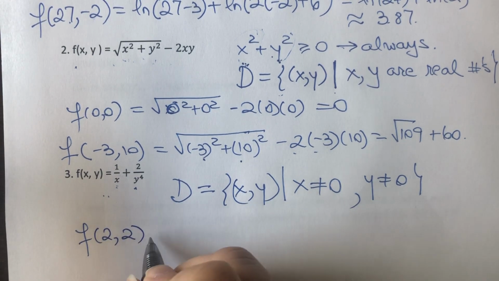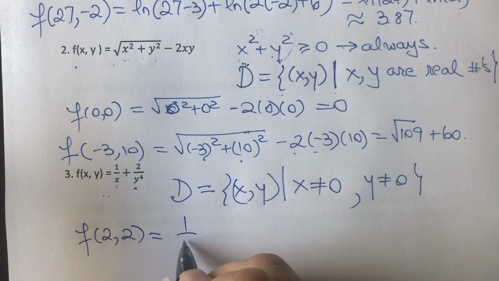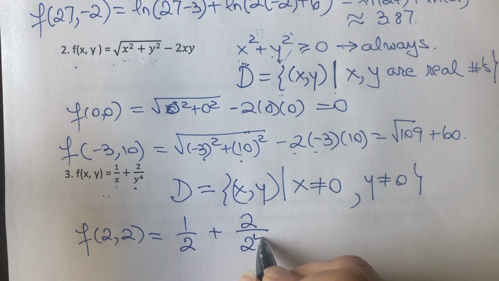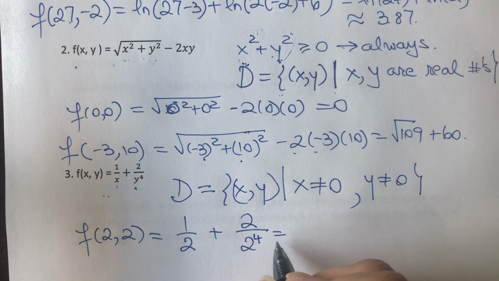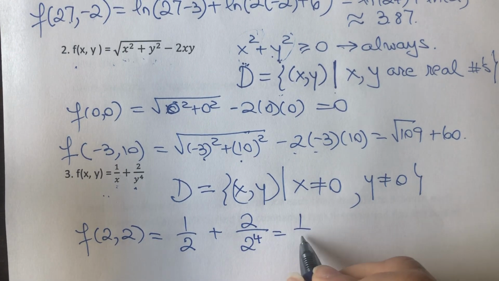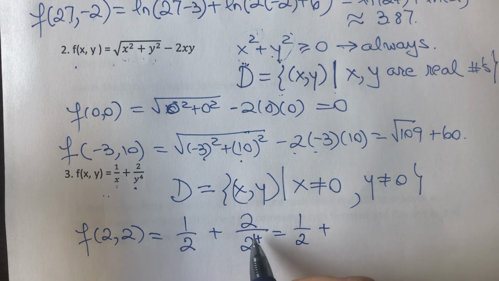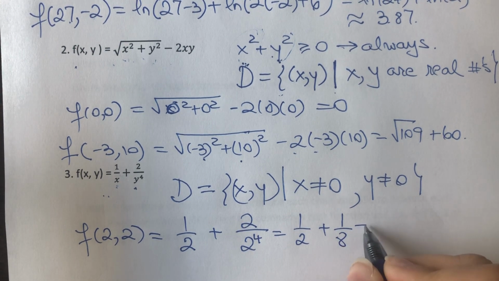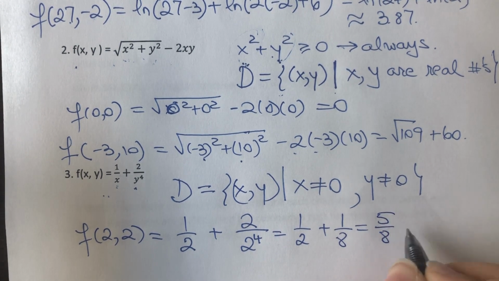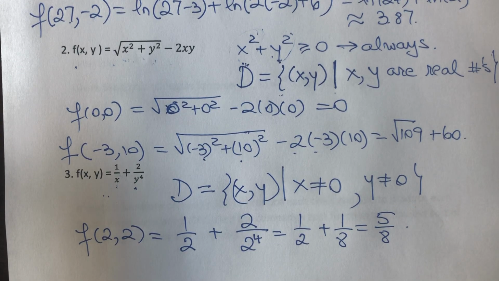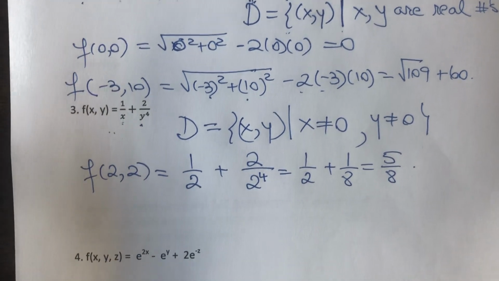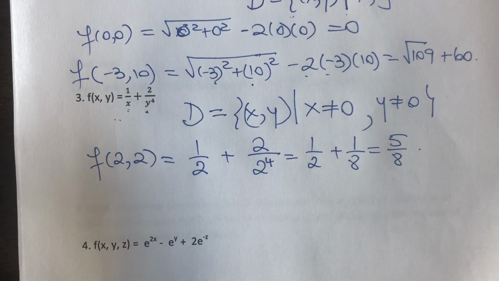So let's plug in a 2 and a 2. So that's 1 over 2 plus 2 over 2 to the 4th. So that's a half, plus 2 over 16, which is 1/8. So when you add these up, you're going to get a 5/8. Okay. So easily done. I don't want to waste more time with plugging in values. Let's try this last problem here.